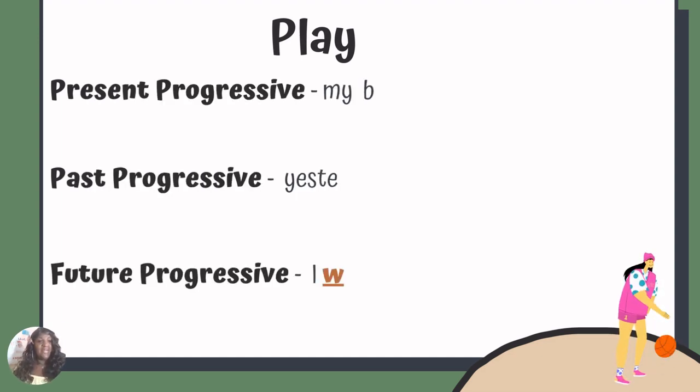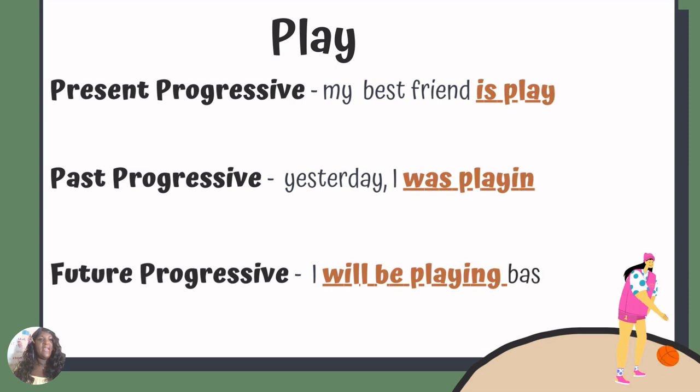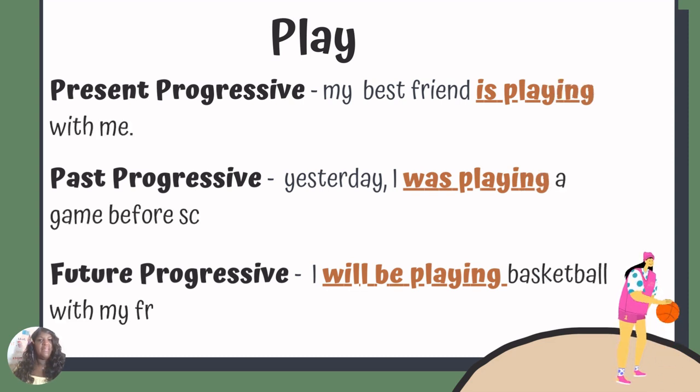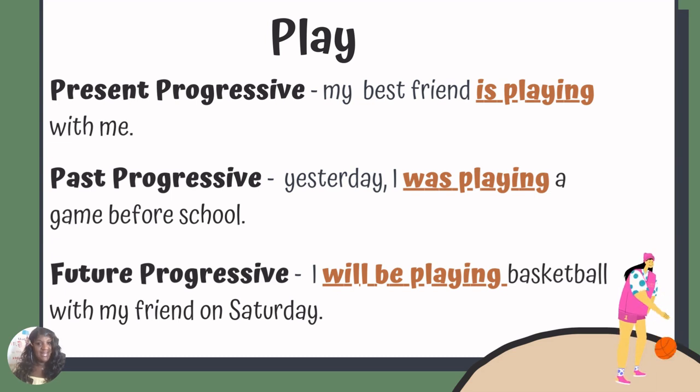Our next verb is play. Present progressive. My best friend is playing with me. Past progressive. Yesterday, I was playing a game before school. Future progressive. I will be playing basketball with my friend on Saturday.